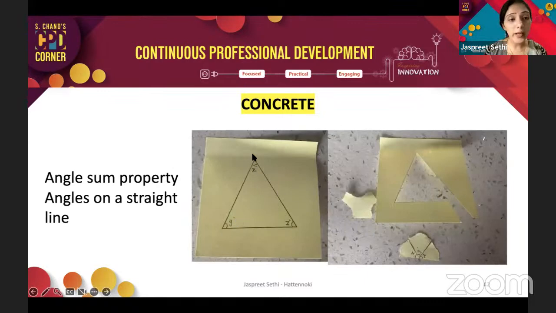A way to use paper, and a lot of paper folding anyway works for so many concepts like translation, like symmetry, like reflection. But I also use paper for a lot of geometry.